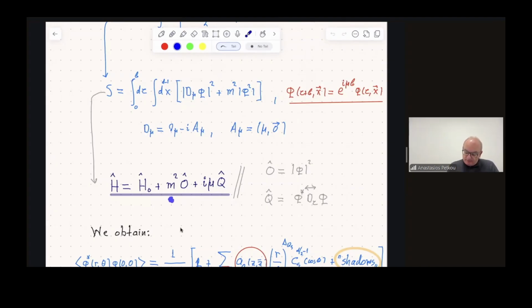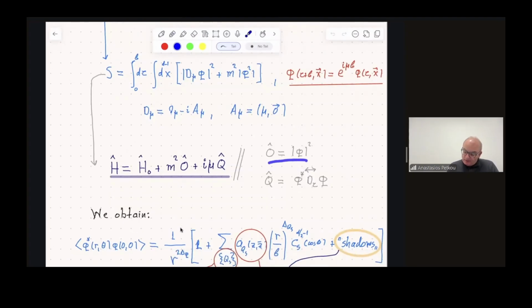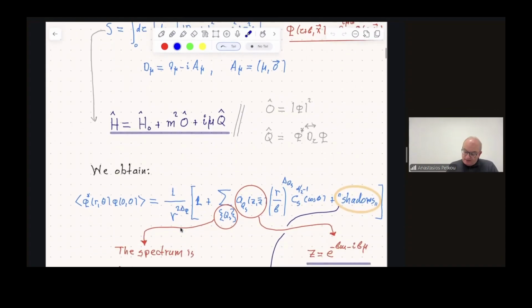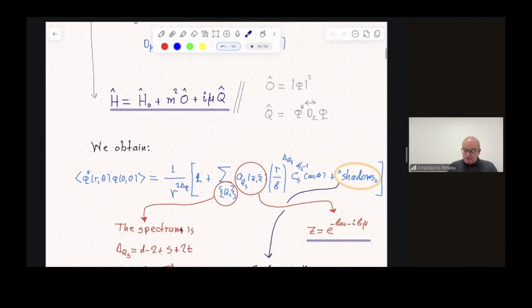So this theory is a deformation of the original Hamiltonian by a mass term and an imaginary chemical potential with the corresponding operators, phi squared, and the U(1) current operator, which I wrote here. D here is the covariant derivative in the temporal direction. The reason why I wrote down the Hamiltonian is because eventually I would like to calculate thermal correlators, and then it's very nice to have a Hamiltonian to make contact with what we would expect.